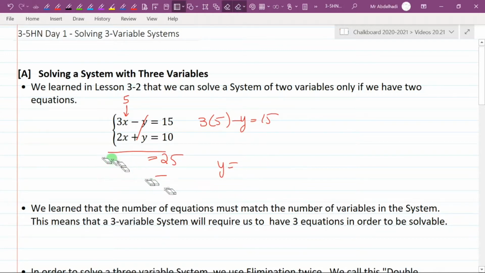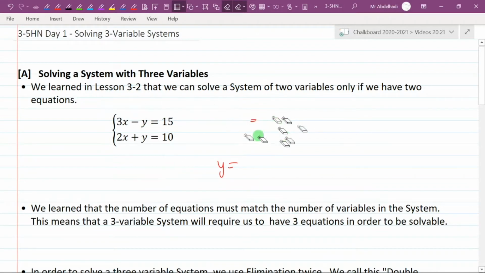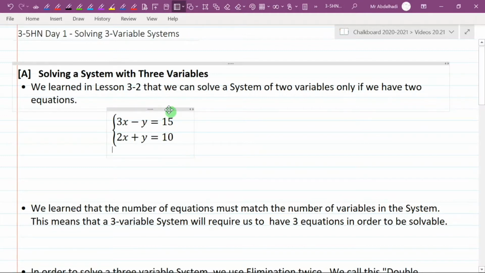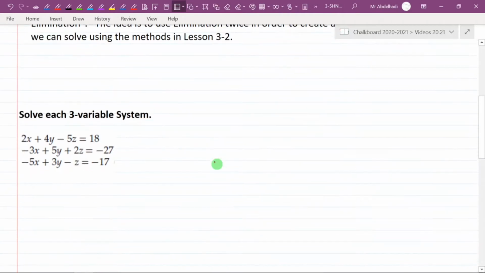And what that really was, these 2 are equations of lines, and you were figuring out where the 2 lines intersect. They intersect at x equals 5 and y equals some number that I didn't bother solving for right now because that's not what we're doing. But with a 3-line system, you're going to need 3 equations. Okay, so let's get into it here.